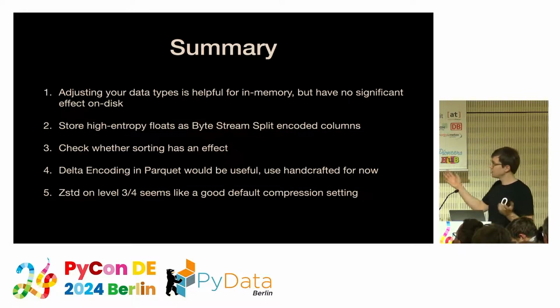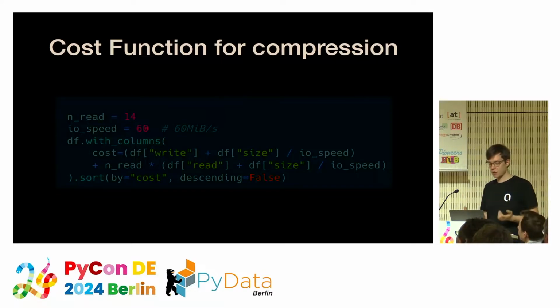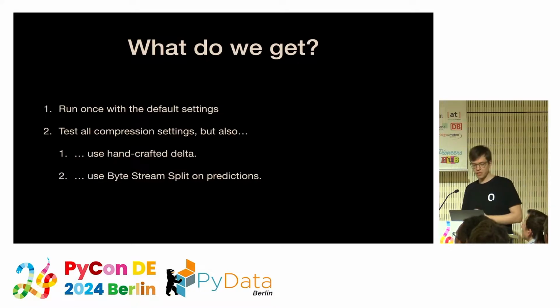These are good things to start to tune, but what I would recommend is to always run a cost function. Think about how often you read, how often you write your data, and what your speed is. The speed I had in the cloud setting was an average of 60 megabytes per second, which is good if you have concurrent writes. Maybe it's better nowadays. Then I used this cost function, ran through my data, used delta encoding and byte stream split encoding, and wanted to see what difference this makes.